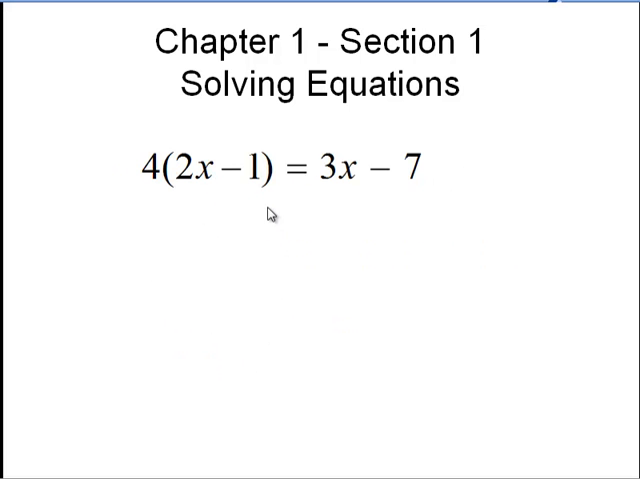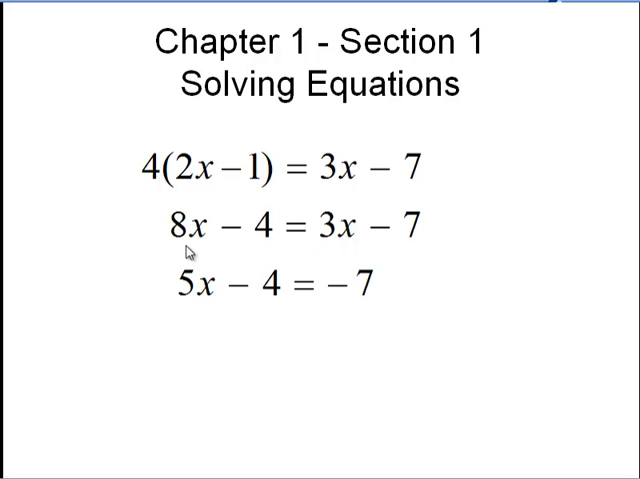A little more complicated equations. Anytime you have parentheses, you need to distribute. 4 times 2 is 8x. 4 times 1 is 4. So you get 8x minus 4. Then the right side, 3x minus 7. And just like we did before, we move our 3x by subtracting. So 8 minus 3 is 5x minus 4, and this 3x moves, so it is now just a minus 7. Move the 4 by addition, so we plus 4, negative 7 plus 4 is negative 3.